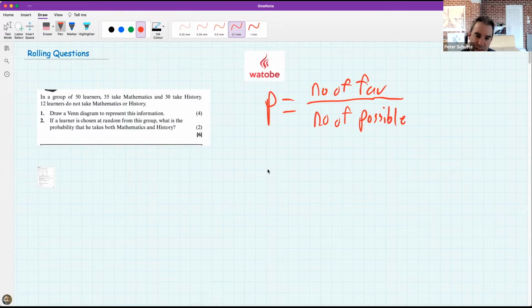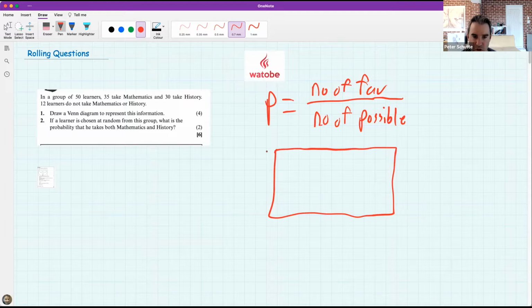And then the other thing we've been doing is using these things called Venn diagrams. A Venn diagram normally has the sample space as a rectangle, and then uses circles to represent events in the sample space. So that's stuff we've been doing in the previous lesson.